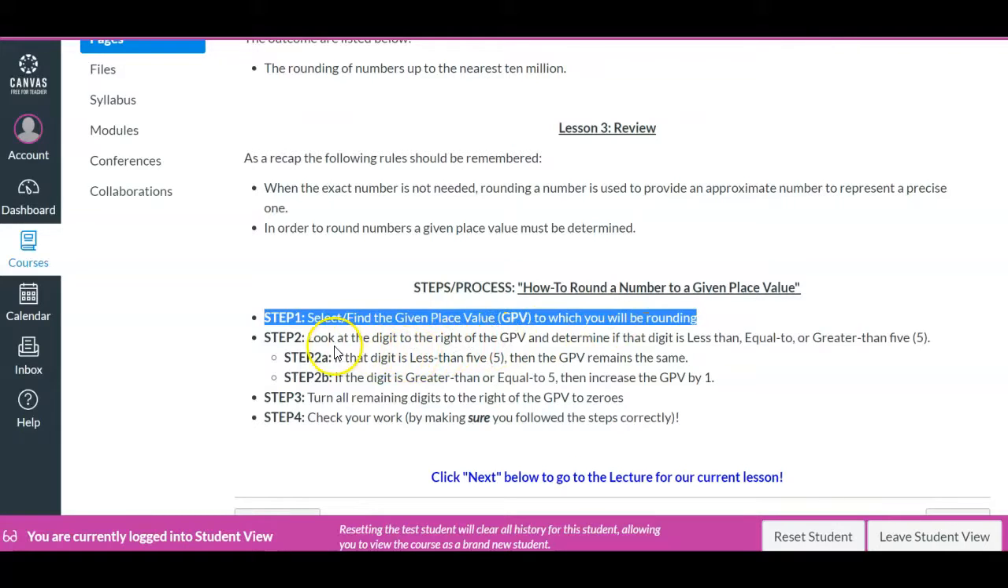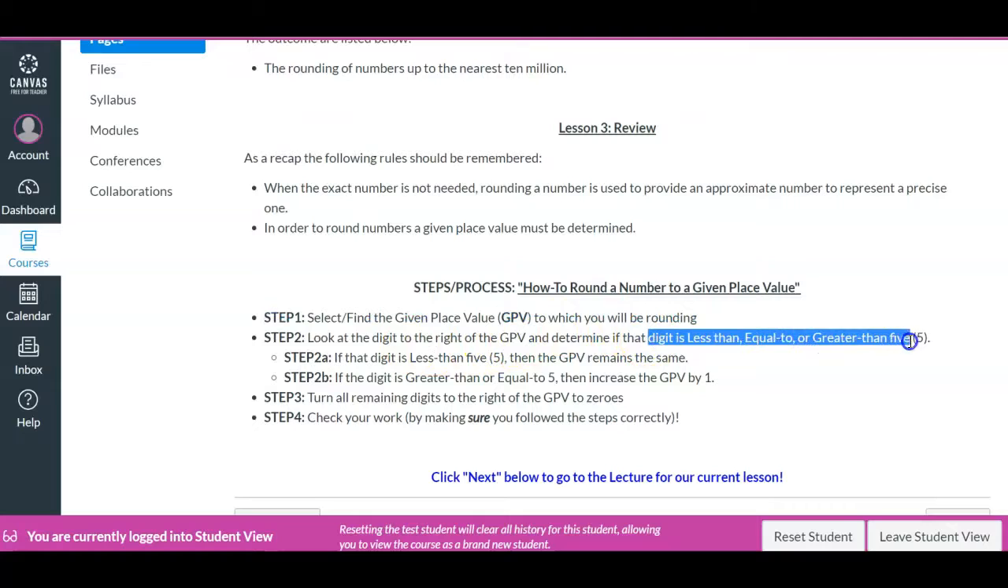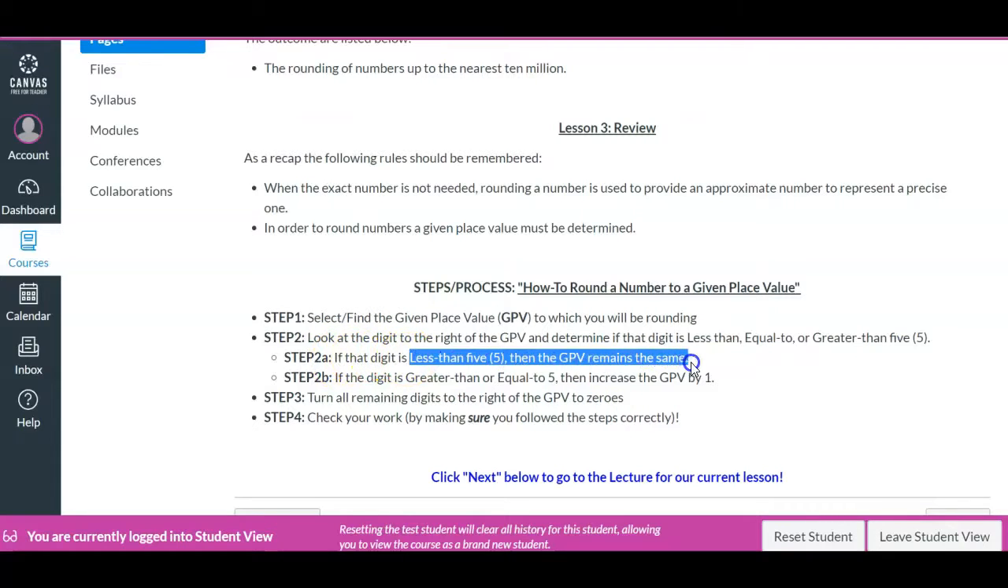Okay, step 2, once we find the given place value, we look at the digit to the right of the given place value, otherwise known as the GPV, and determine if that digit is less than, equal to, or greater than 5. So in other words, we need to know its order relationship to the number 5. Now, if that number happens to be less than 5, then we know that the GPV remains the same. If the digit is greater than or equal to 5, then we know that we increase the GPV by 1.